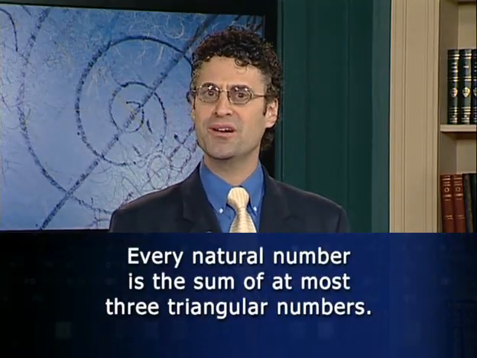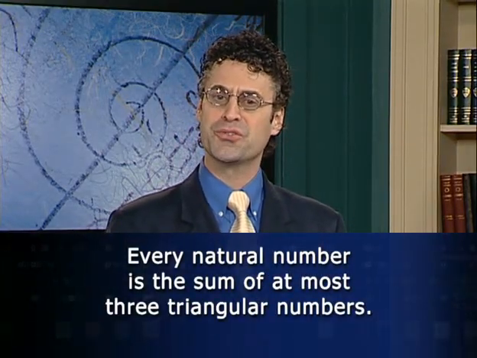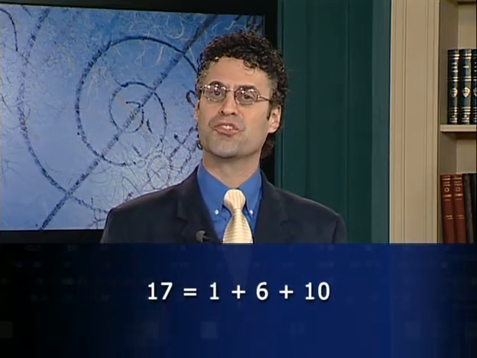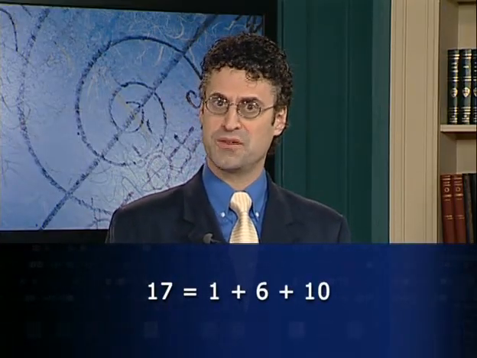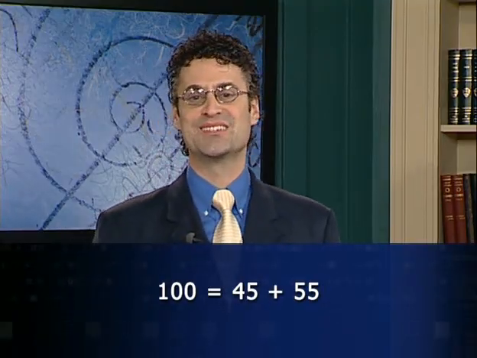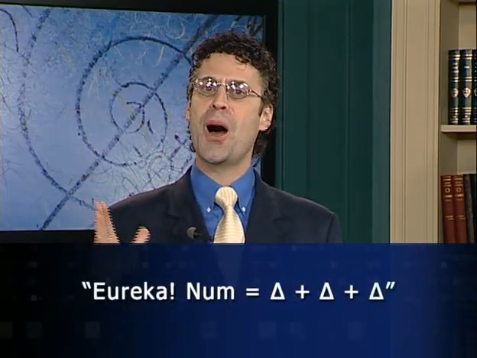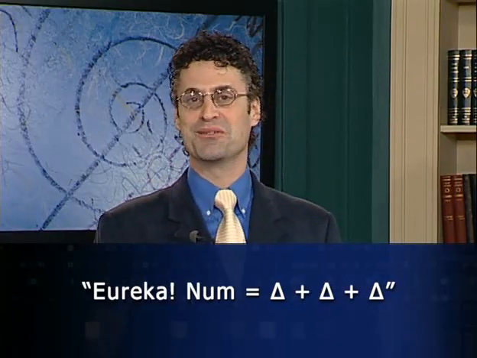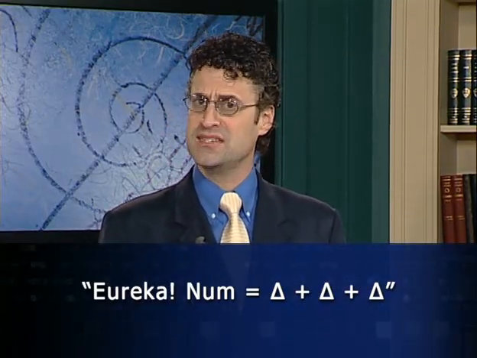Well, on July 10th, 1796, at the age of just 19, Gauss proved that every natural number is the sum of at most 3 triangular numbers. Absolutely amazing. For example, if we take a look at the number 17, that equals 1 plus 6 plus 10, each of which we've seen is a triangular number. Even a number like 100 equals 45 plus 55, and you can check that both 45 and 55 are indeed triangular numbers. He stated this result in his diary as, Eureka! Num equals triangle plus triangle plus triangle. And he actually drew a little triangle plus triangle plus triangle. And he was really delighted to discover a proof of this really deep mathematical result.